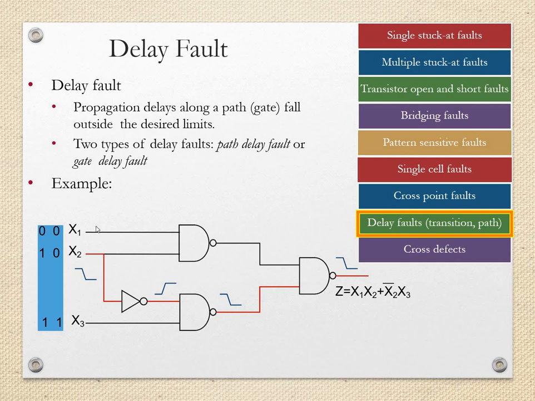Like here in this case, x1 is traveling through two NAND gates. x2 will be traveling through two NAND gates in this case, and the same x2 signal will also be traveling through a NOT gate and two NAND gates. So naturally this path and this path, the delays will mismatch, they will not be the same, and finally it will result into some fault.